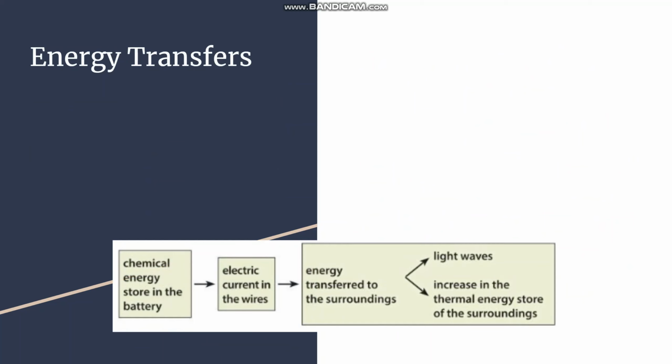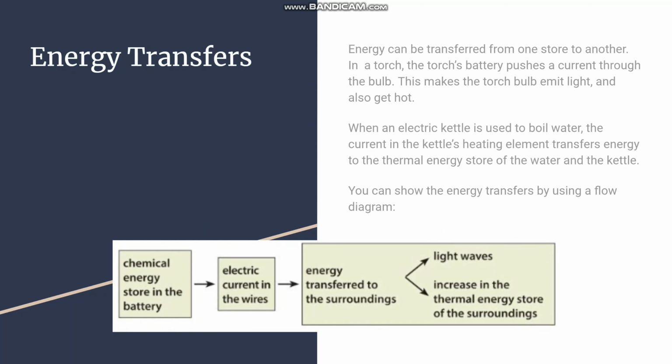Energy transfers. Energy can be transferred from one store to another. In a torch, the torch's battery pushes the current through the bulb. This makes the torch bulb emit light and also get hot. When an electric kettle is used to boil water, the current in the kettle's heating element transfers heat energy to the thermal energy store of the water and the kettle. You can show the energy transfers by using a flow diagram.